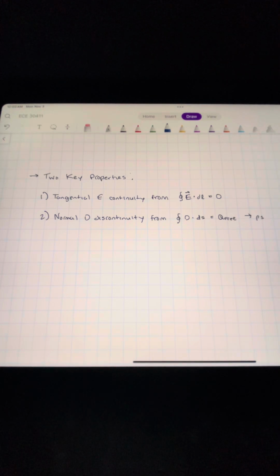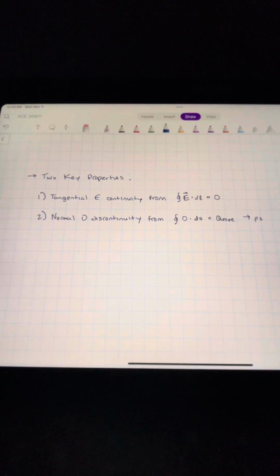When the materials have different permittivities, that equality in E means that the tangential components of D scale by the ratio of the permittivities. And the second one is that the normal D discontinuity comes from the closed integral of D dot dS equals the free charge enclosed, which gives that the normal component of D changes by exactly the surface charge density.